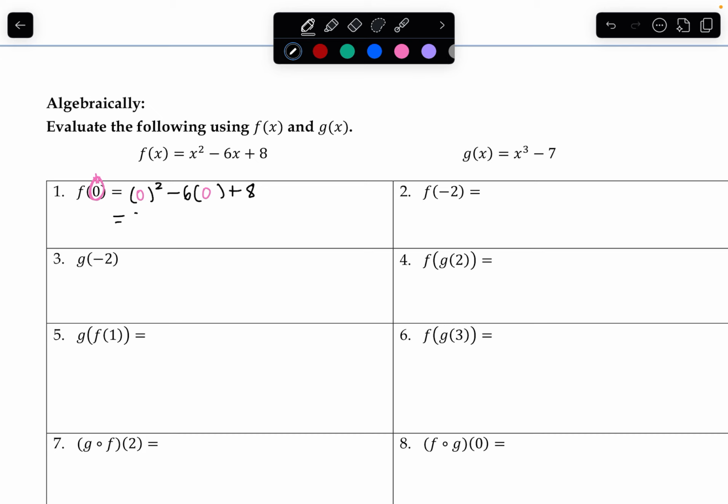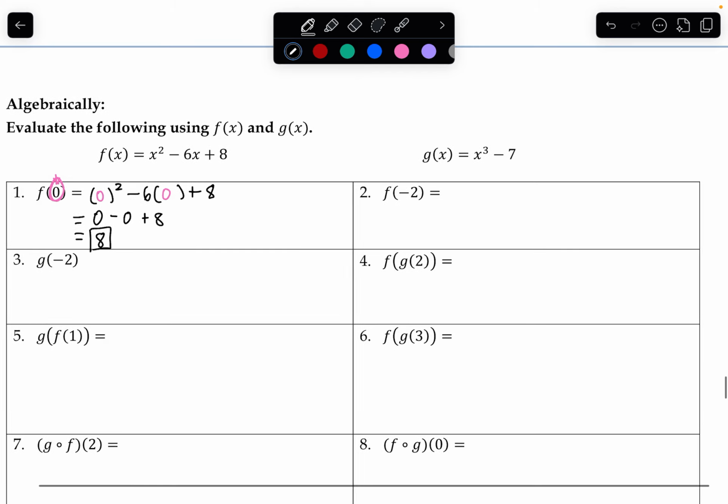Okay, 0 squared is just 0, 6 times 0 is just 0, plus 8, and so my final answer for f of 0 is 8.